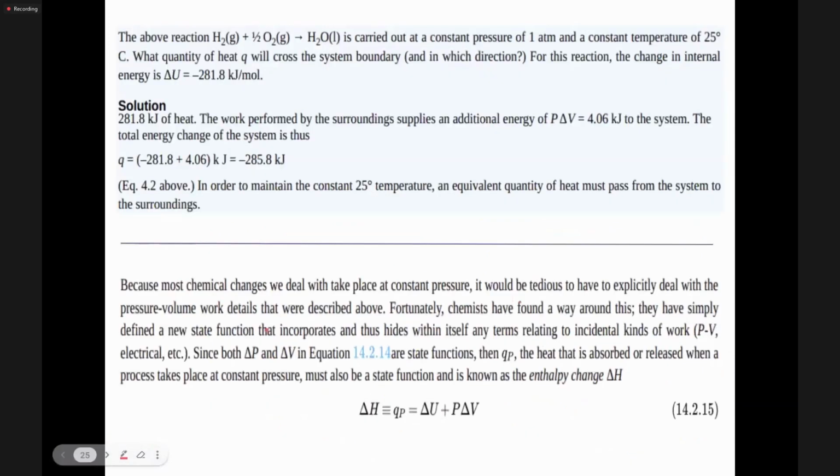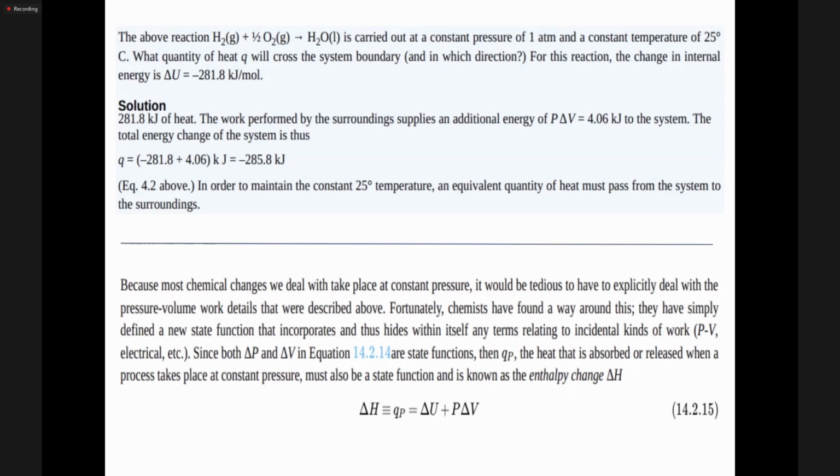So here I have taken up another example, which is the reaction H2 plus half O2 gives H2O liquid, carried out at a constant pressure of 1 atmosphere and at a constant temperature of 25 degrees Celsius. So what quantity of heat, that is Q, will cross the system boundary?